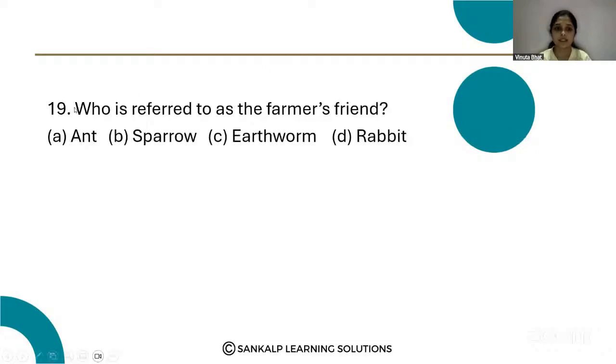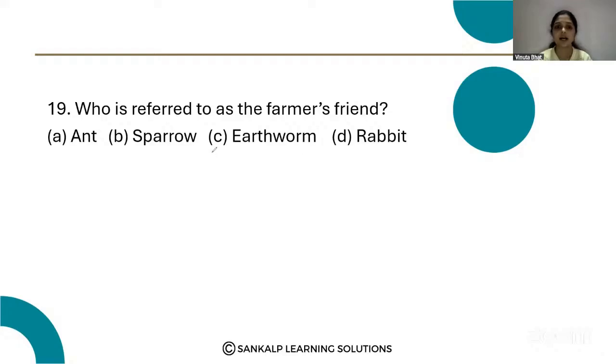Question number 19. Who is referred to as the farmer's friend? So this is a general knowledge question, right? Option A, ant, option B, sparrow, option C, earthworm, option D, rabbit. Yes, comment the answer. Who is referred to as farmer's friend? Option C, yes, very good.